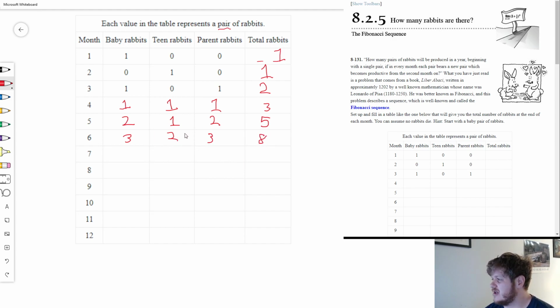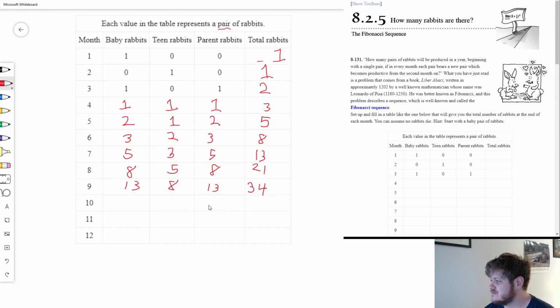And then the next thing happens, we have these 2 mature, so now we have 5 parent rabbits, 3 teen rabbits, and now 5 baby rabbits. We add it all up, 5 plus 3 is 8, plus 5 is 13. We do it again, 8, 5, and then 8. So 8 babies, 5 teens, and 8 parents. We add this all together and we end up with 21 rabbits. Now we'll have 13 here, 8 here, and 13 here. So we now have a total of 34 rabbits.